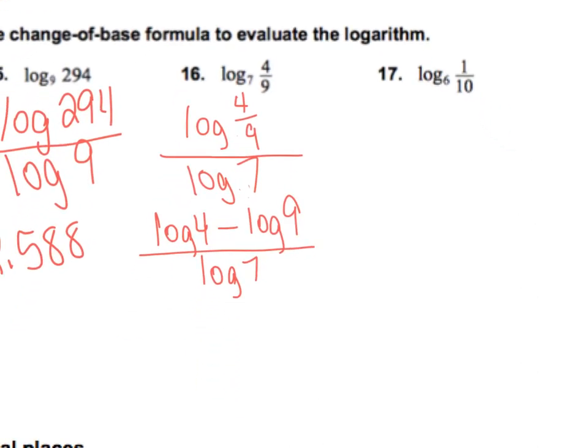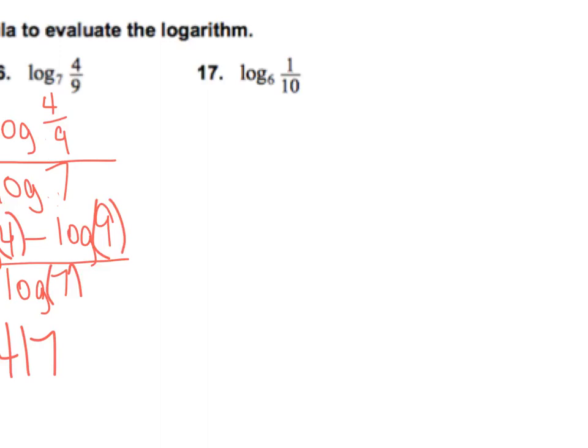And when you put that into your calculator, again, making sure we're closing our parentheses before we hit division, and after all of what we're taking the log of, we should get negative 0.417.